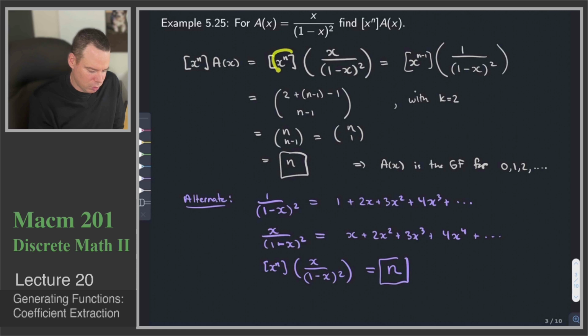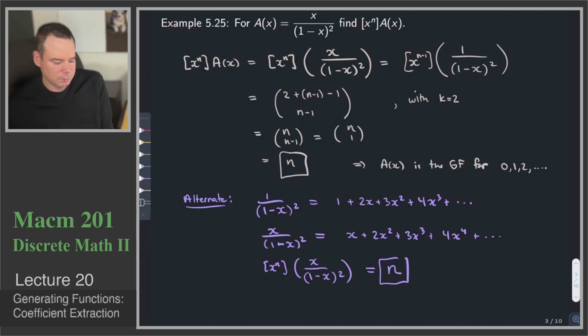I said, hey, the coefficient of x to the 4 in this one? Well, that's just the coefficient of x to the 3 in the previous one. That's all I used there. It's just having an understanding of how the coefficients relate when you multiply an expression by x.